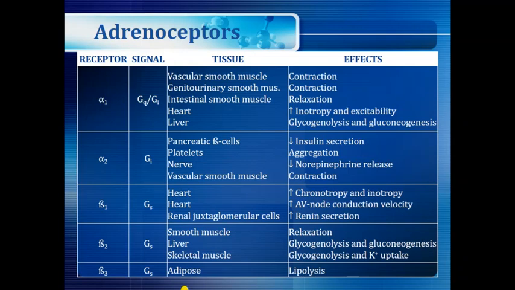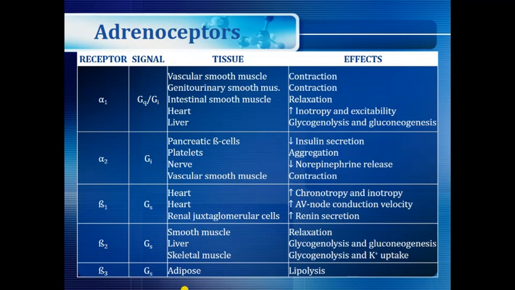So alpha 1 receptors are located mainly on the heart, vascular smooth muscle, genitourinary smooth muscle and liver, while alpha 2 receptors are mainly present on the pancreas, vascular smooth muscle, platelets and nerve fibers. You have to remember the location of each receptor and the basic action produced by their stimulation.